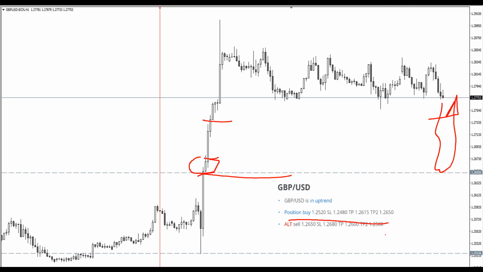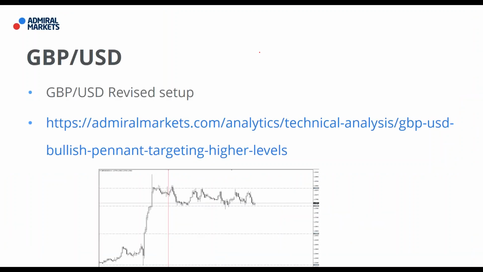Definitely this was the trade setup of the week regarding our session recap. Then I made the pound dollar revised setup.